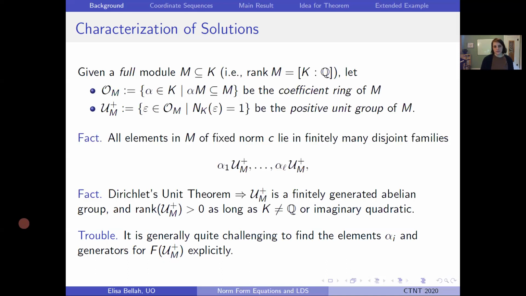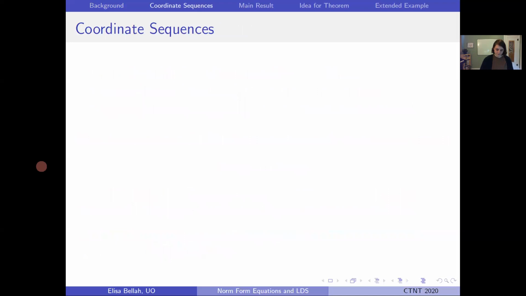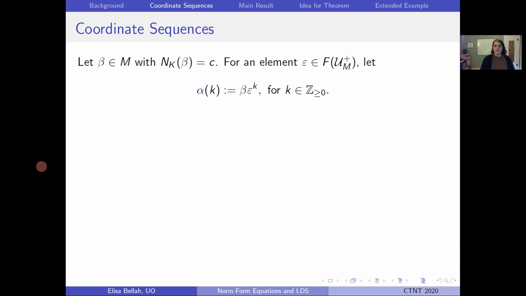But what I would like to use about this characterization is that as long as we're not in one of these two cases for our number field K, then I can take elements in the free part of my positive unit group and generate infinite sequences of solutions to my norm form equations. So this is what I want to focus on. Let me be a little bit more precise. Say that you found some element beta in your module with the norm that you want. Then for an element epsilon in the free part of your positive unit group, I'll let alpha_k denote this sequence where I take the element beta, leave it fixed, and multiply it by positive integer powers of my unit epsilon.